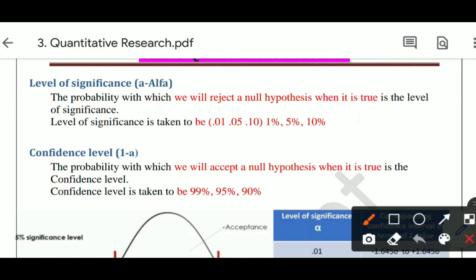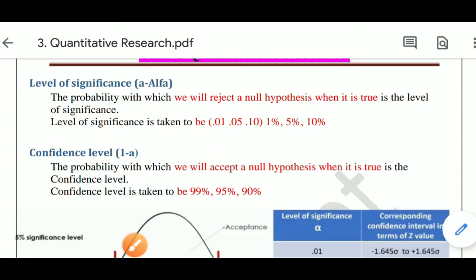So you can say that the level of significance is the type 1 error, or you can denote it by alpha. The level of significance is taken to be 0.01, 0.05, or 0.10. Converting these values into percentages, they become 1%, 5%, or 10%.